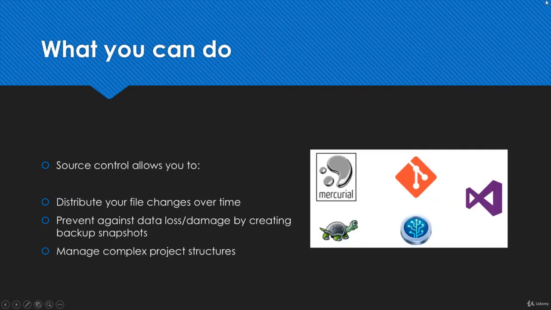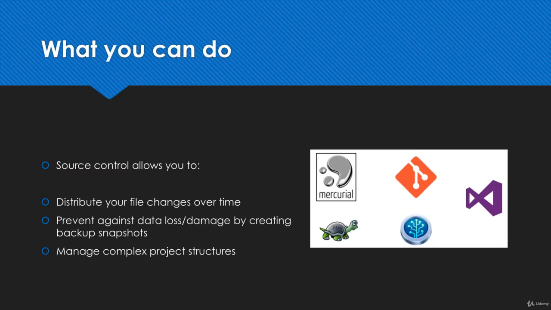So it's not just viewing your project. There's a lot of things that source control allows you to do that you might not necessarily be able to do without it. So firstly, and pretty obviously, which I explained in the previous section, was being able to distribute your file changes over time. So put it in a timeline and just extend it out so that you can see your progress over a certain time period from when you started the project to when you finished.